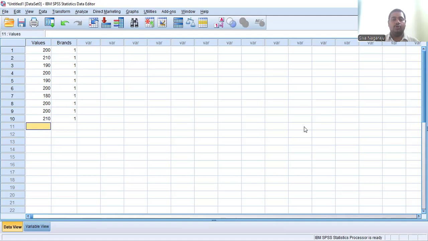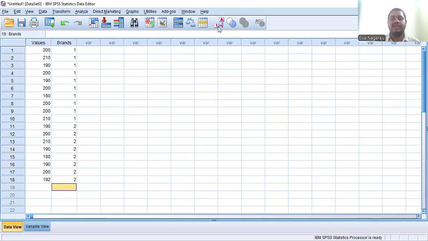190, 200, 210, 190, 180, 190, 200, 192. As you observe, the first brand consists of 10 samples. The second brand consists of 8 samples. Now you have entered 2 2 2, which is an indication that we are making the second group.